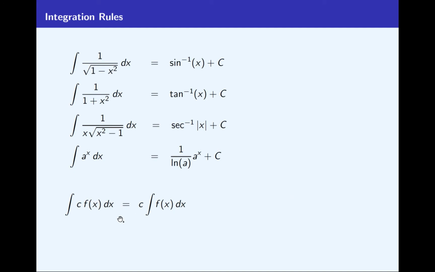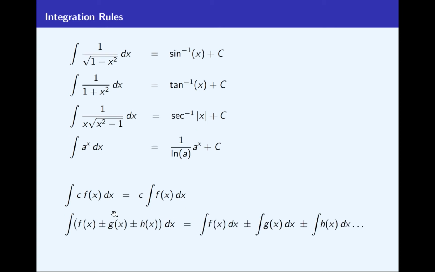If you read the text, you'll see a constant multiple rule for integration. The integral of c times f of x dx equals c times the integral of f of x dx. And there's also a sum difference rule for integrals. The integral of f of x plus or minus g of x plus or minus h of x and so on dx is the sum or difference of the individual integrals of those functions.